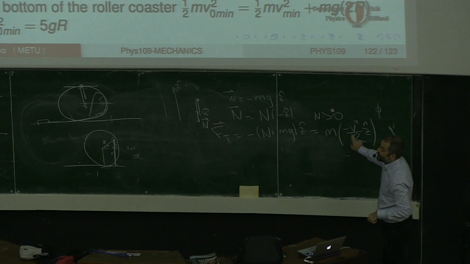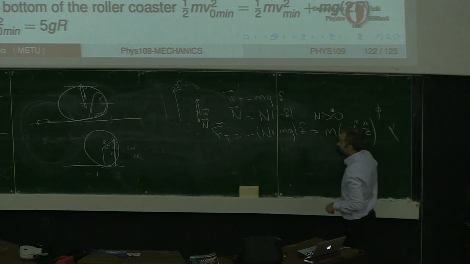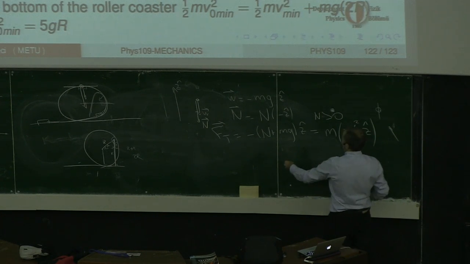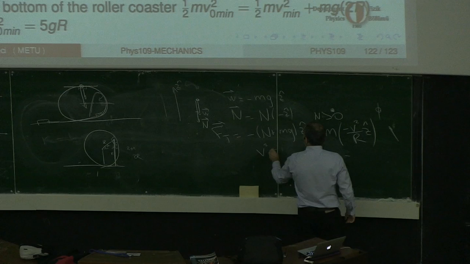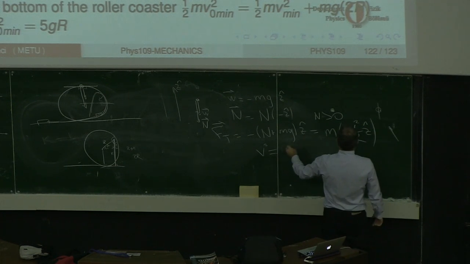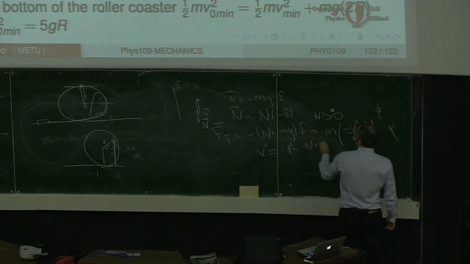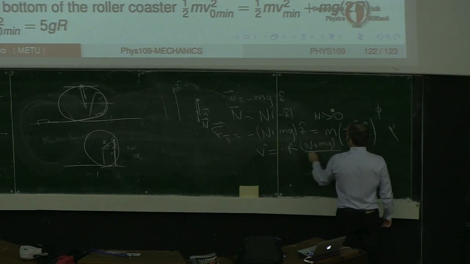This v is not the initial speed. This is the speed when it reaches the top. So from this expression, we just equate the two. V squared, the speed at the top, should be equal to r times (N plus mg) over m.